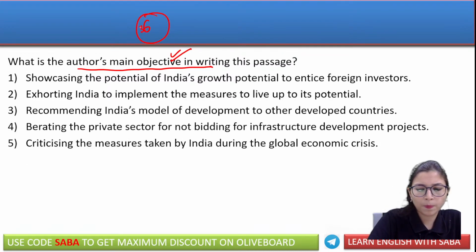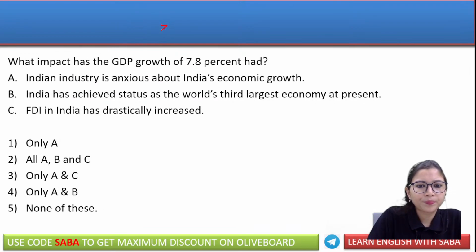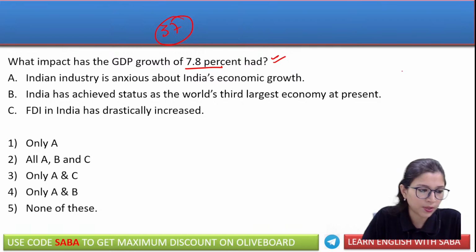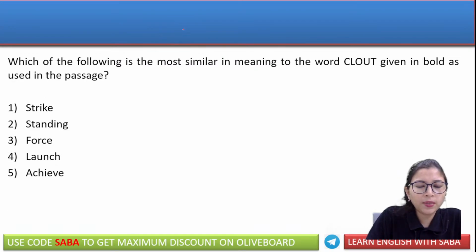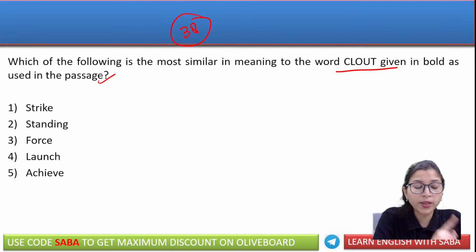Then we have, what impact has the GDP growth of 7.8% had? What was the impact of GDP growth? That is 7.8%. So this you have to give the answer. Now, 38, it is the meaning of the word cloud as used in the passage. Cloud word we recently saw in the editorial. अभी recently हमने editorial में देखा था.